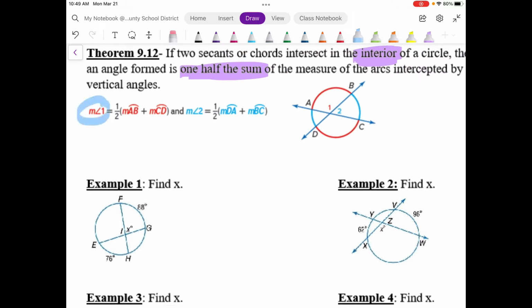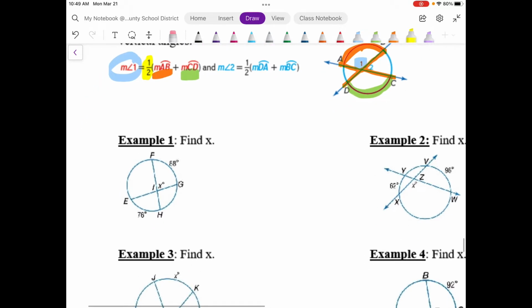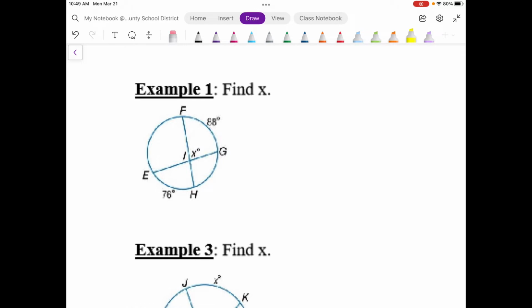If we were looking for angle 1, which is right here in the circle, we would have to take the measures of the 2 arcs that it intercepts. So in this case, we would take AB, which is shown right there, and add the measure of DC or CD, which is right there. We're going to add them up, and then we are going to divide by 2 or multiply it by 1/2. It means the same thing. So you're essentially finding the average of the 2 arcs that are on the outsides of the angle that you are referring to. Okay?